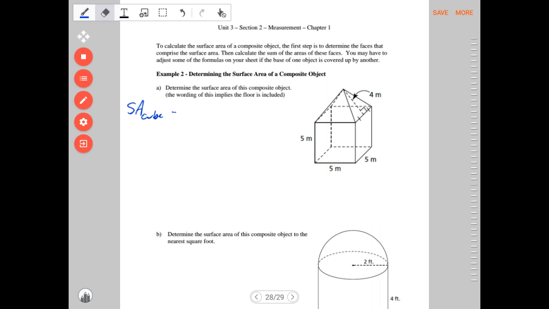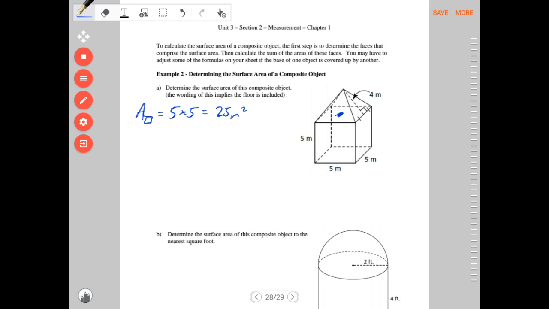Let's start with that. We have to figure out the area of one face. The area of the squares is 5 by 5, length times width, so it's 25 meters squared. Now the thing is, on a normal cube, there are 6 faces. The thing here is this top face isn't included because it's being covered up by the roof. So I don't have to worry about that. So I really only have a cube with 5 faces.